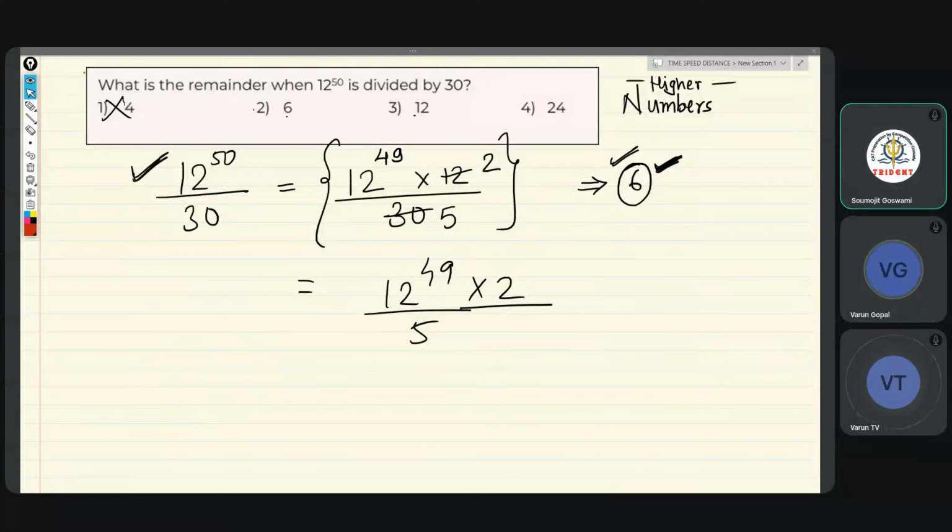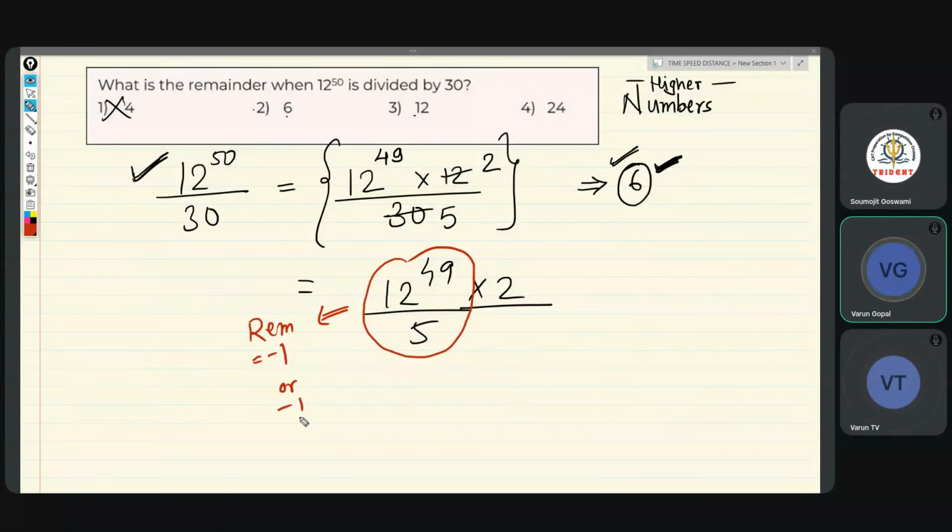Do you remember this? There is one thing that I told you. We are trying to find either a remainder of 1 through it. Either a remainder equal to 1, or minus 1, that would have made my life much easier. So 12 to the power 1 is 12, so the remainder is 2. 12 squared is 144. Doesn't help me.